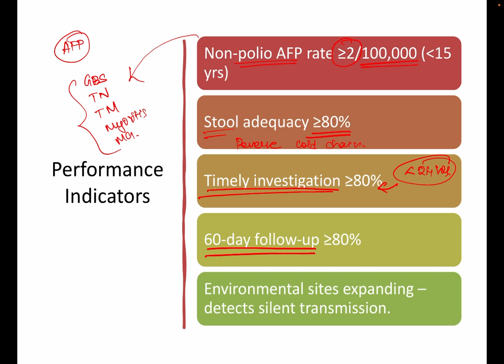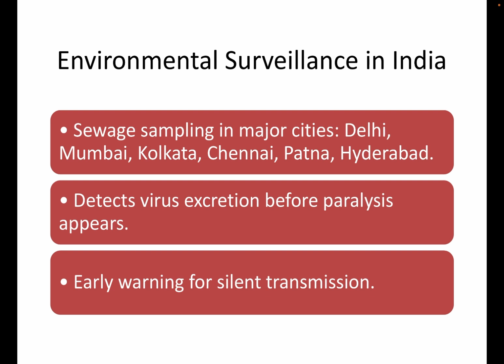Then there should be environmental surveillance for detecting any silent transmission. Now, how do we do environmental surveillance? We have selected designated sewage sampling units in Delhi, Mumbai, Kolkata, Chennai, Patna, and Hyderabad. Remember, this is independent of any active cases. This surveillance is being done routinely, independent of whether any cases are being reported or not.